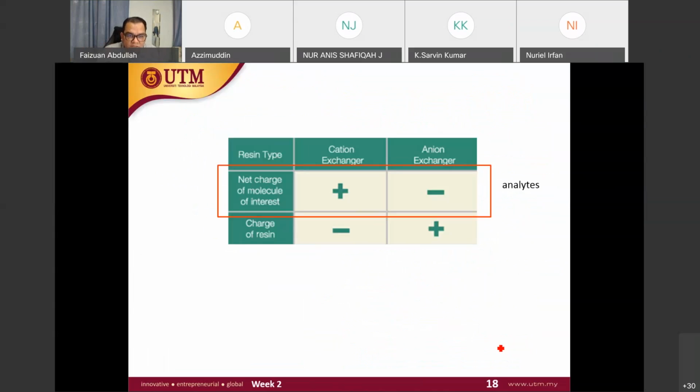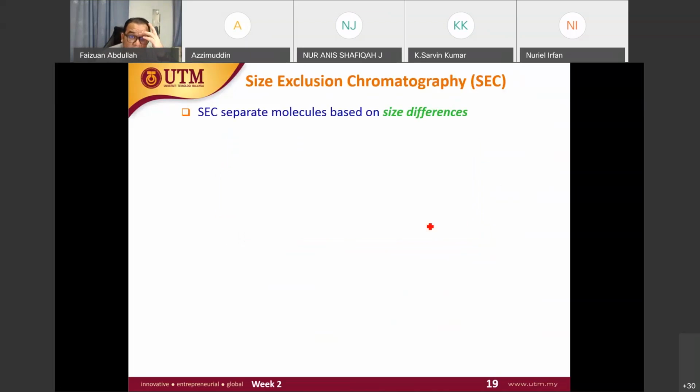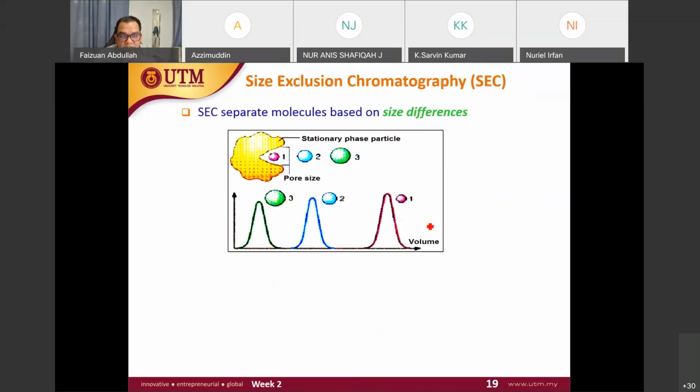So this is an example of the resin type, the cation exchanger and anion exchanger. The net charge of the molecule of interest is positive. If the molecule's charge is positive for the cation exchanger, the charge of the resin is negative. It will be opposite. Simple.